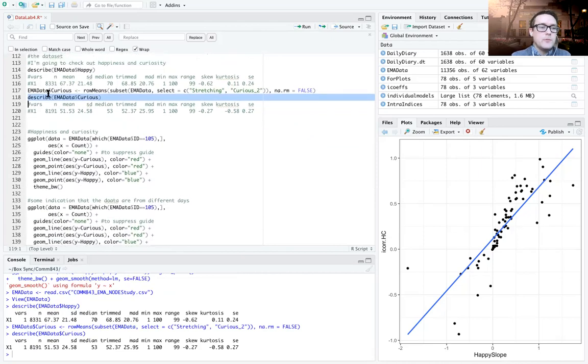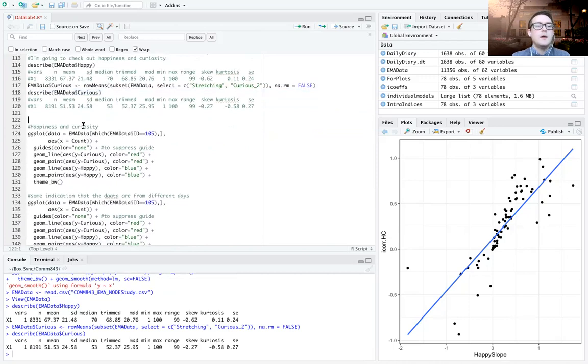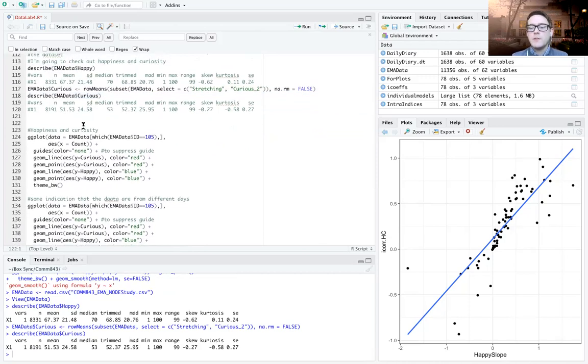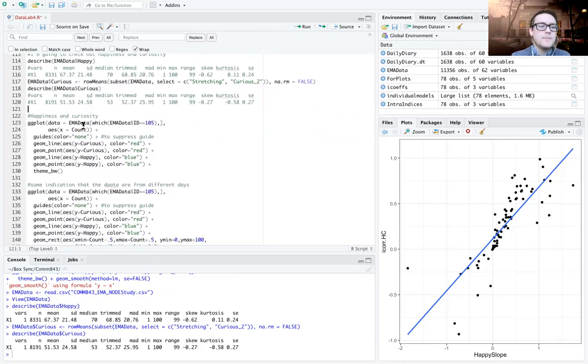Fantastic. You will notice that there's more data for happiness than there is for curiosity. So if we were going to go forward and write about this variable, that's something we would want to investigate.